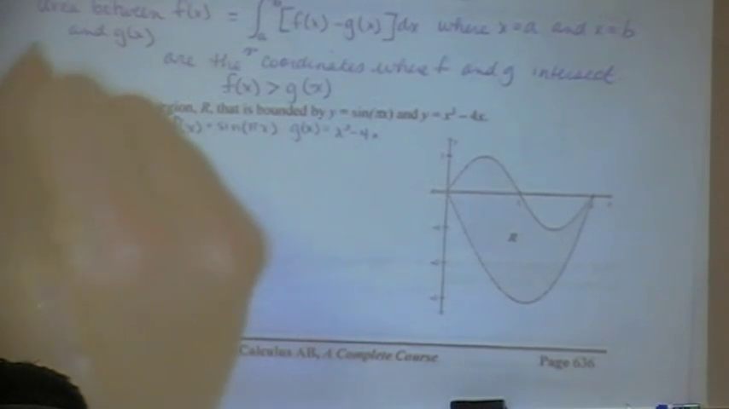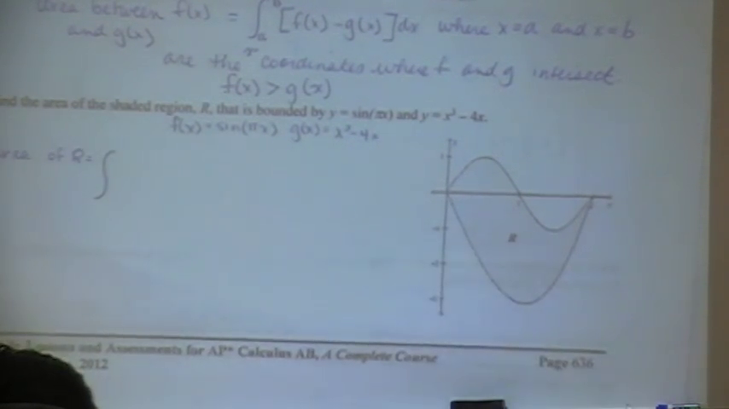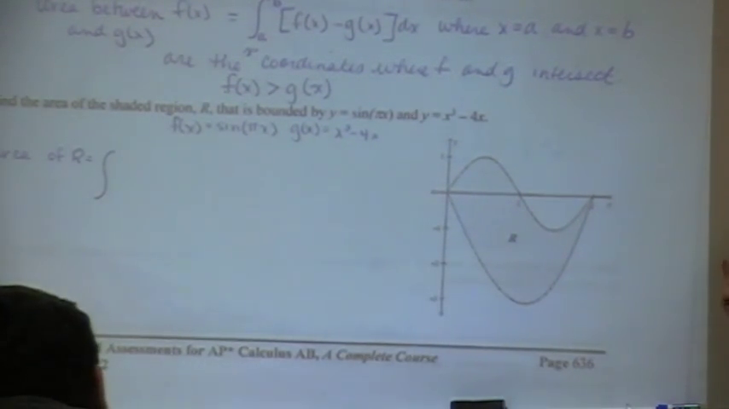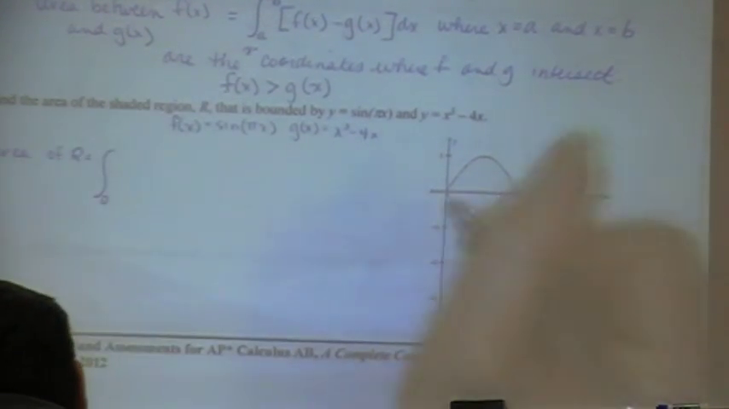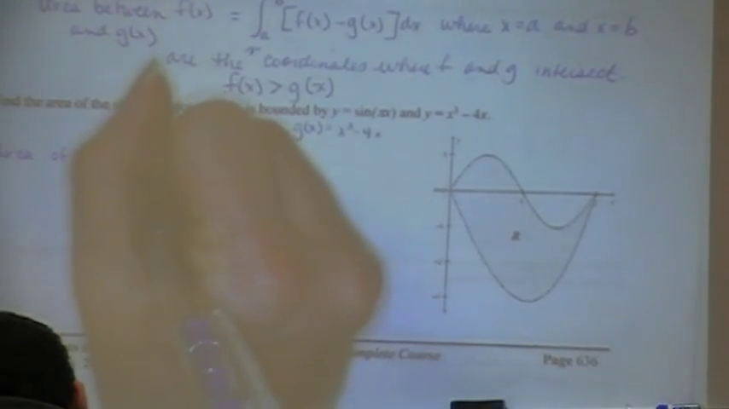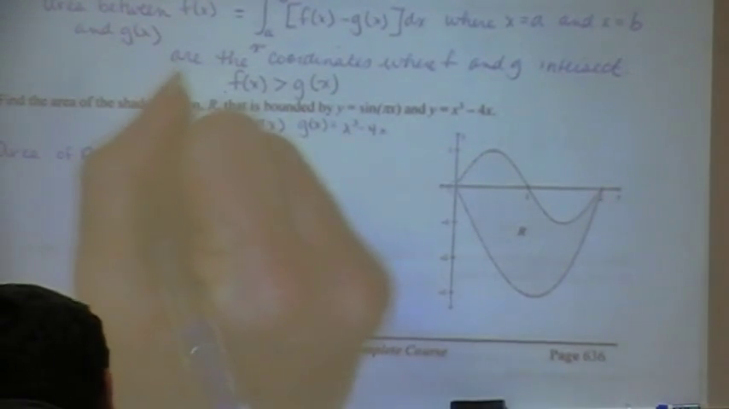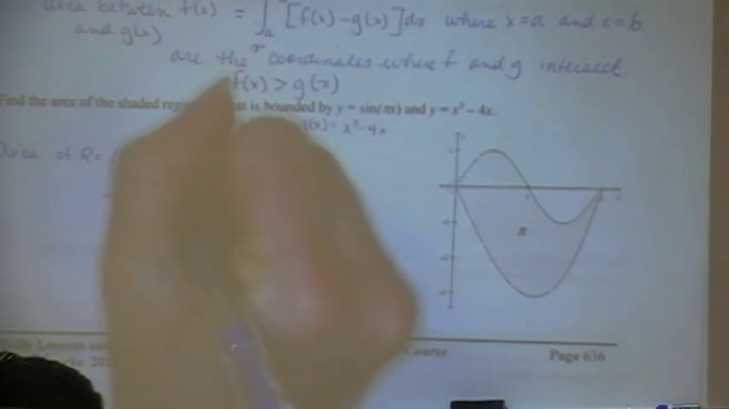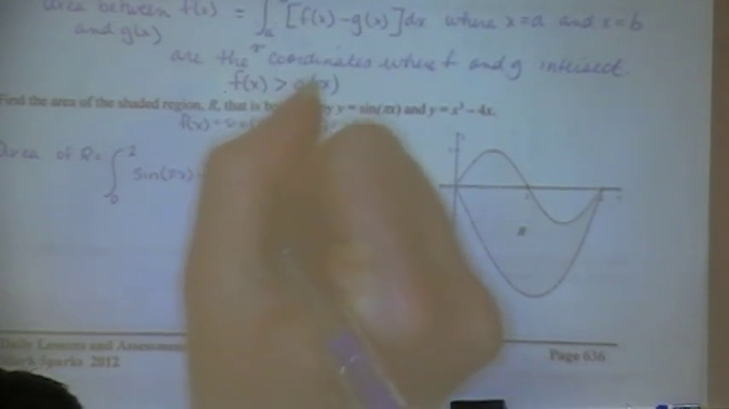Alright, so we're trying to find the area of R. My x values, my A and my B, my interval, have to be the x coordinates of the points where my two functions intersect. So what's my first x-coordinate going to be? 0, because they intersect at the origin right here. And then what about your next 2? Now we have to put our sine wave first, because that's our f of x piece, minus our g of x piece.